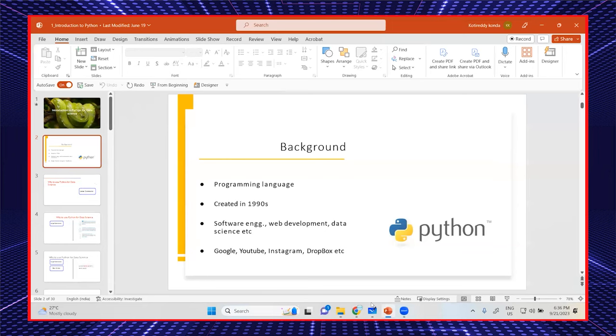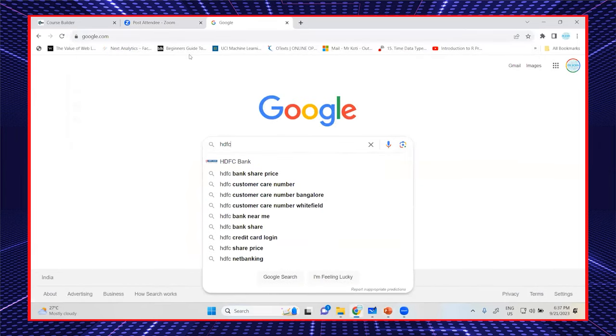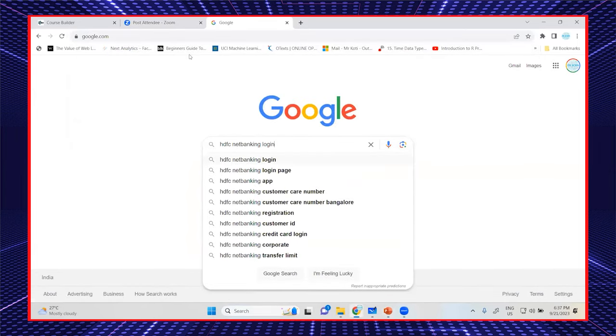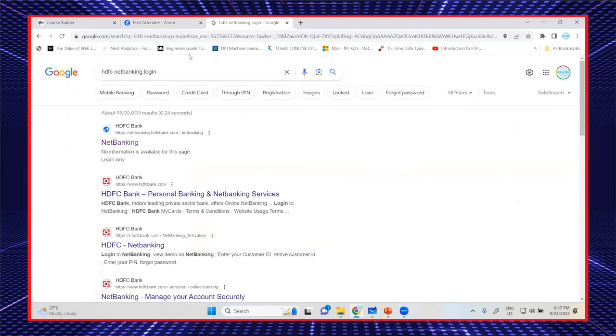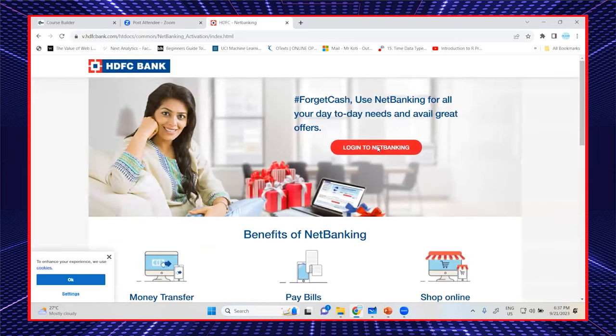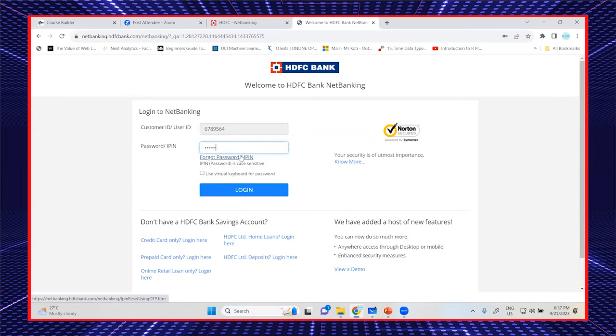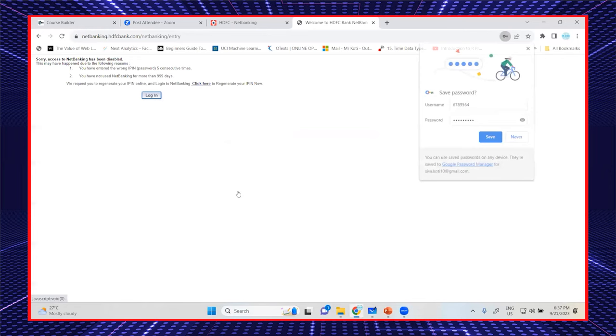For example, let me ask a simple question. Let me open Google. Do you know HDFC Bank net banking login? Everyone has one, right? Maybe some people have Axis Bank, some people have SBI. Now, if I want to log into net banking, or internet banking, it is one application, right? Now it asks for the username. Let's say I give 6789456. I enter some password. Of course, it is wrong. Sorry, net banking has been disabled, right?